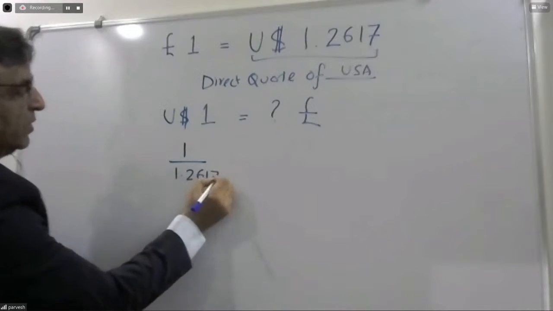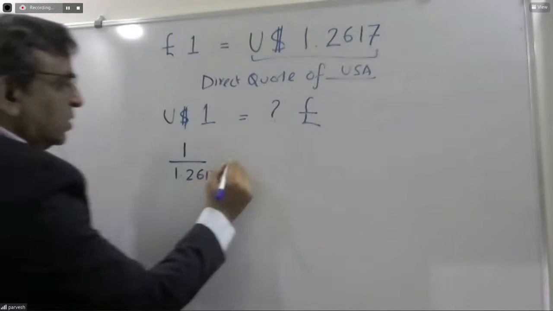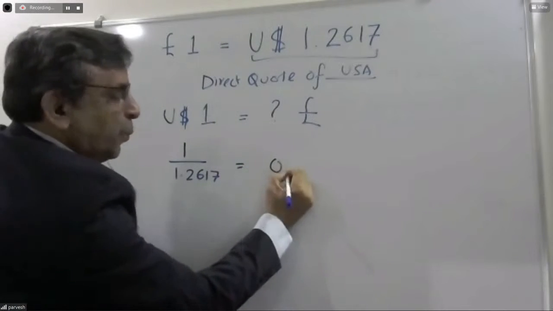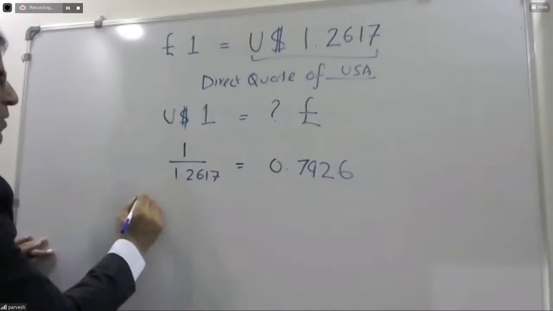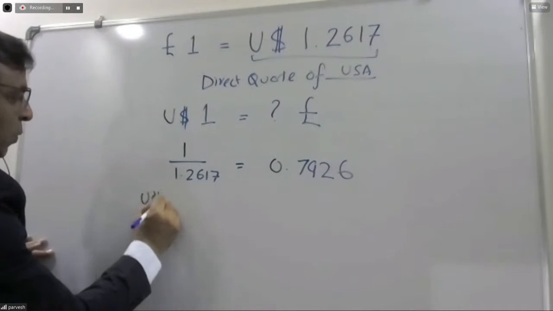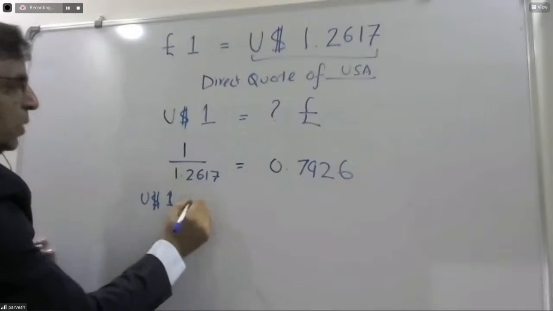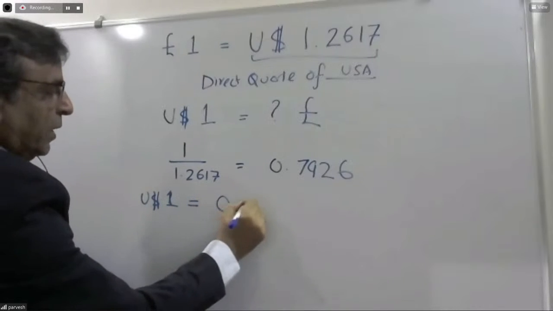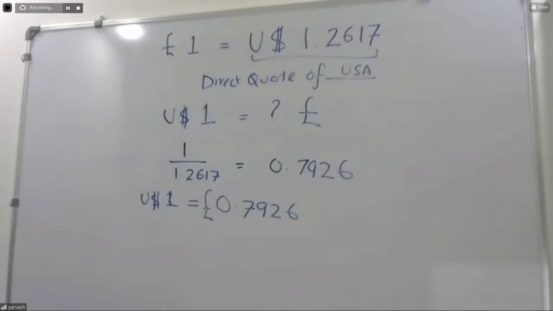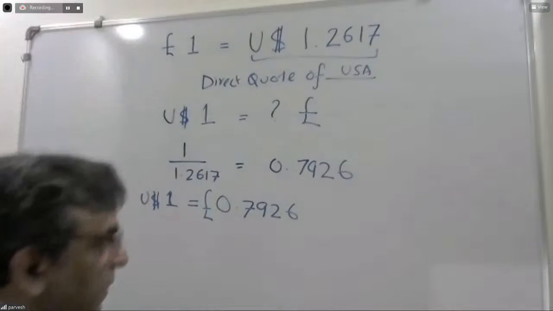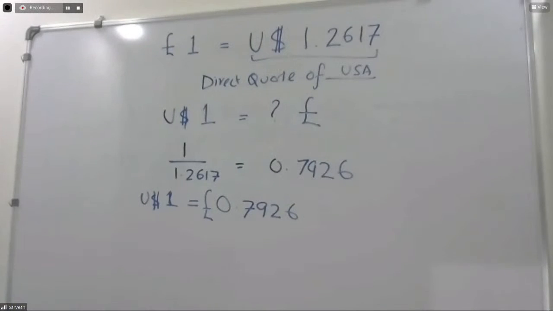So it is 1, we can just do this division. And this will give us an answer of 0.7926. Now if we write the answer properly, it will be US dollar 1 is equal to 0.7926 pound. Okay. Fine. So this is how we write. I think I've got a lot of answers. Great. Your people are learning. And many of you have already, yeah, great.